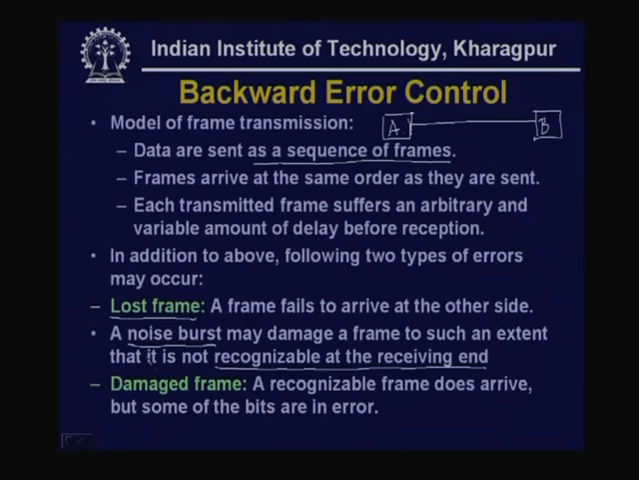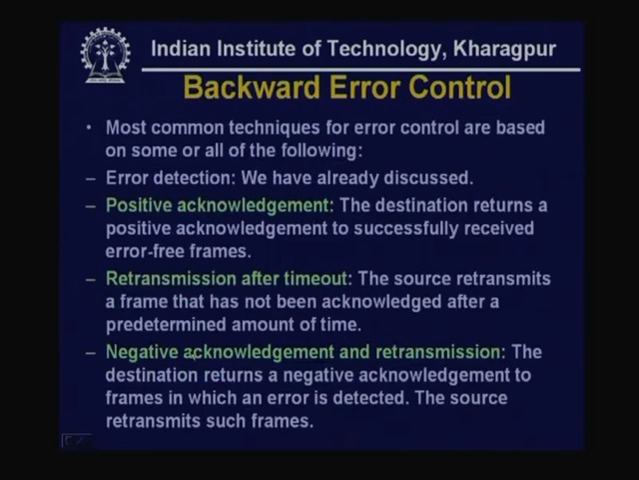In such a case we may call that the frame is lost. Another possibility is that the frame is damaged. Whenever an error occurs and that is detected by a suitable error detection scheme that we have already discussed, then we can say that the frame is recognizable, but some bit errors have taken place. So, in such a case we call it a damaged frame. So, we have to take into consideration these two situations whenever we consider error control.